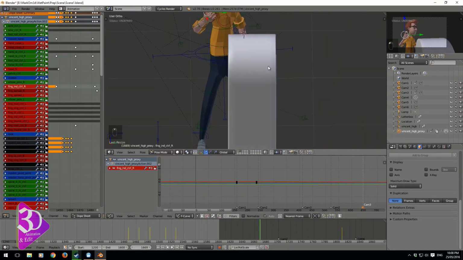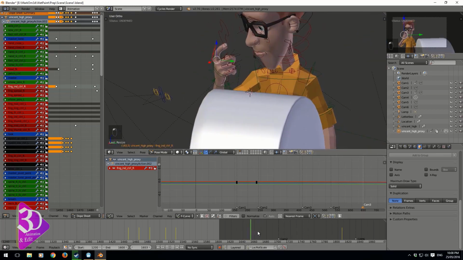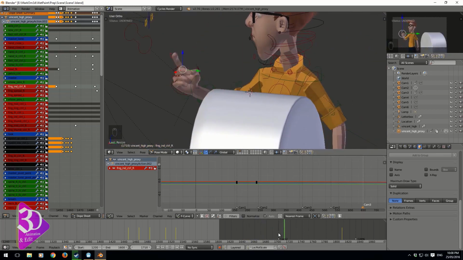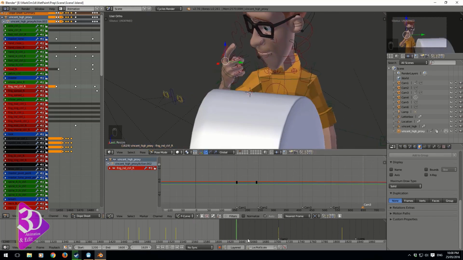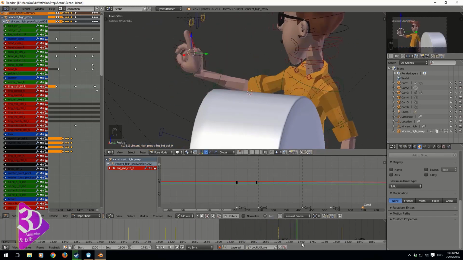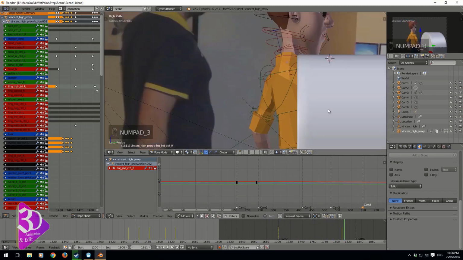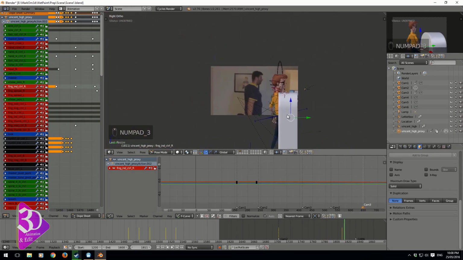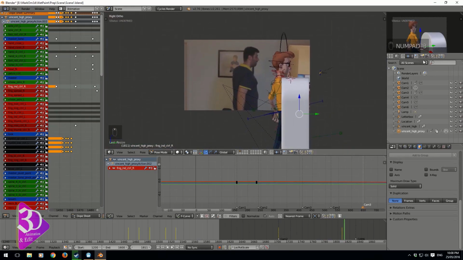Okay, let's have a look. Rotate. Oh, size. Okay, so let's go through. Let's do a render. Let's have a look at what it looks like.